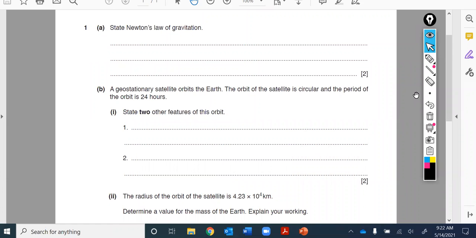All right, so this is our quiz on geostationary orbit from May 14th, 2021. And it starts with: state Newton's law of gravitation. You've seen that one before.